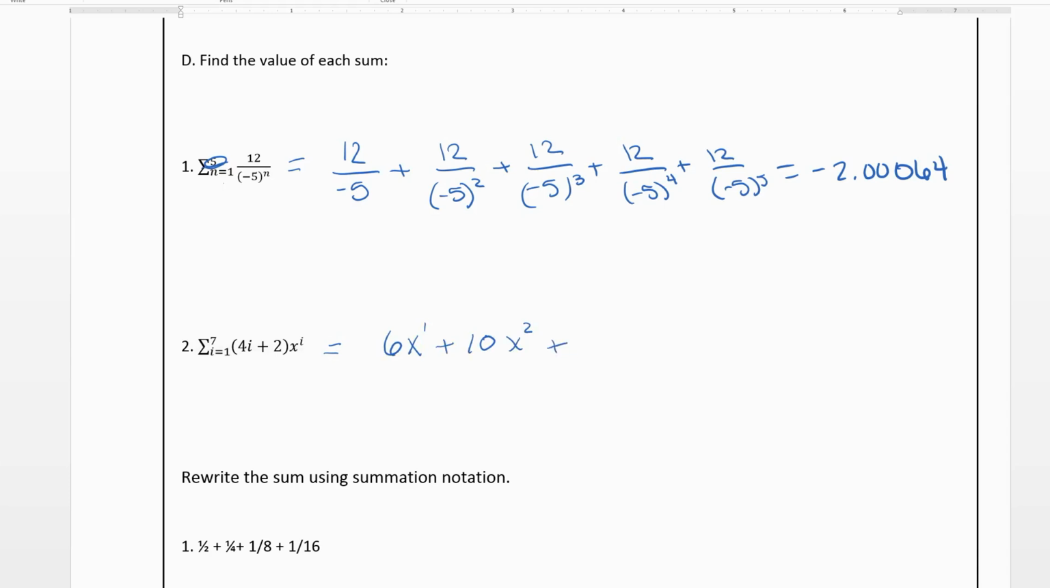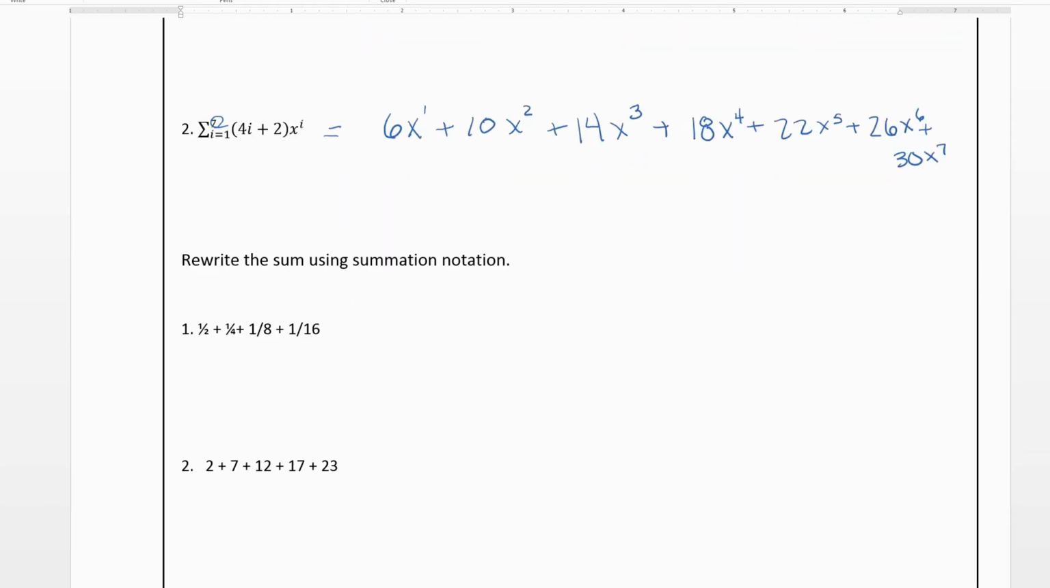Then we'll plug in 3, which gives us 14x cubed. Plus plugging in 4 would give us 18x to the fourth. Plus plugging in 5 would give us 22x to the fifth. Plugging in 6 would give us 26x to the sixth. And the 7th is our last one since this is a 7. So plus 30x to the 7th. And that's our sum. Here our sum happens to be a polynomial, since we don't have anything that we're plugging in for x.